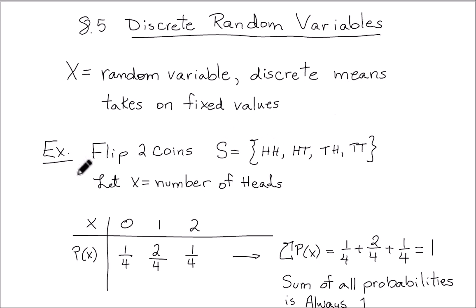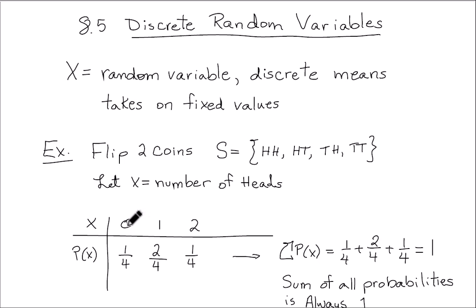For example, let's say we talk about the sample space of flipping two coins where we could get heads or tails on each flip. Then my sample space looks like heads, heads, heads, tails, tails, heads, and tails, tails. I'm going to let X represent the number of heads that I could get. So X could be 0, which means I don't get any heads. I could get one head or I could get two heads. So these are all the values for X, and underneath it we represent the probability of that happening.